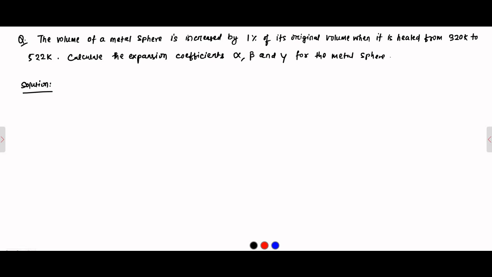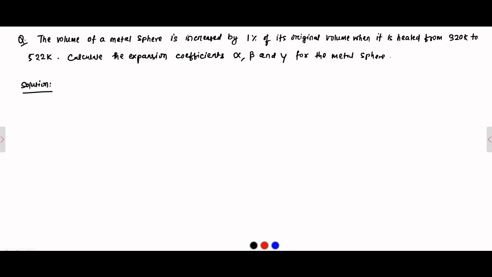So here is another question on thermal expansion. It is given that the volume of a metal sphere increases by 1% of its original volume when it is heated from a temperature of 320 Kelvin to 522 Kelvin. Calculate the thermal expansion coefficients alpha, beta and gamma for the metal sphere, that is, the linear, surface and volume expansion coefficients.